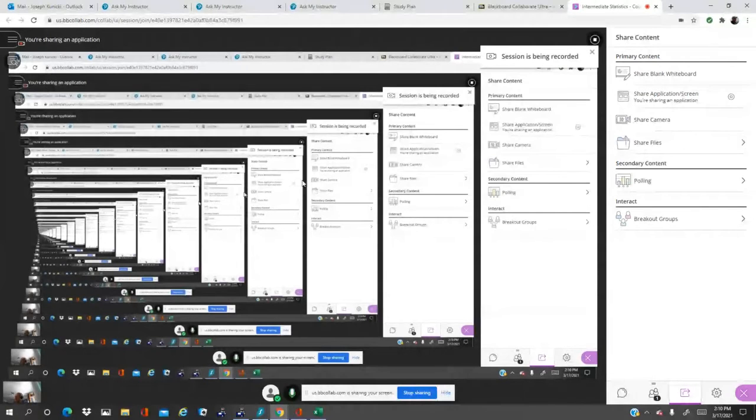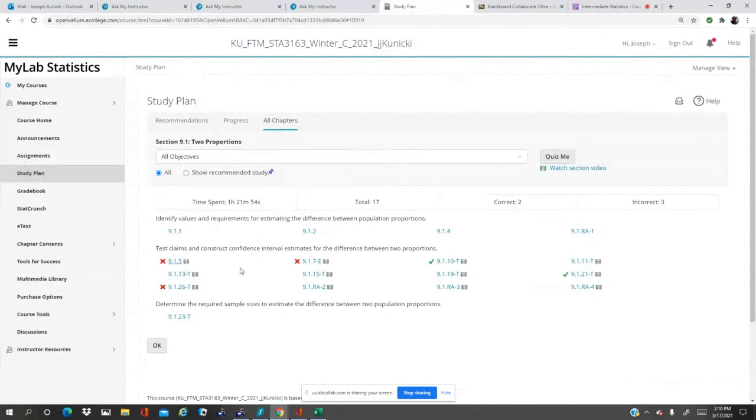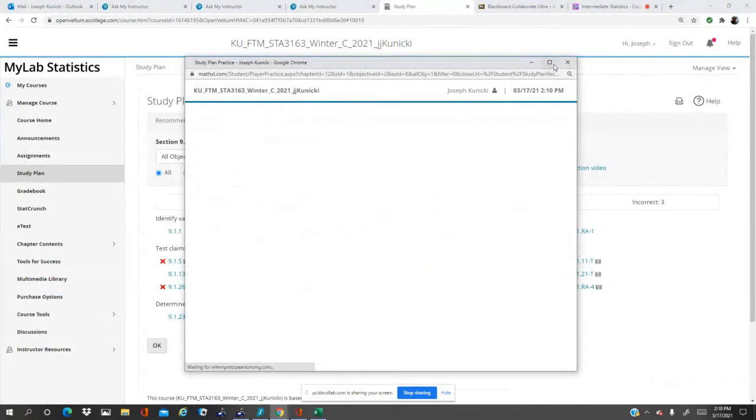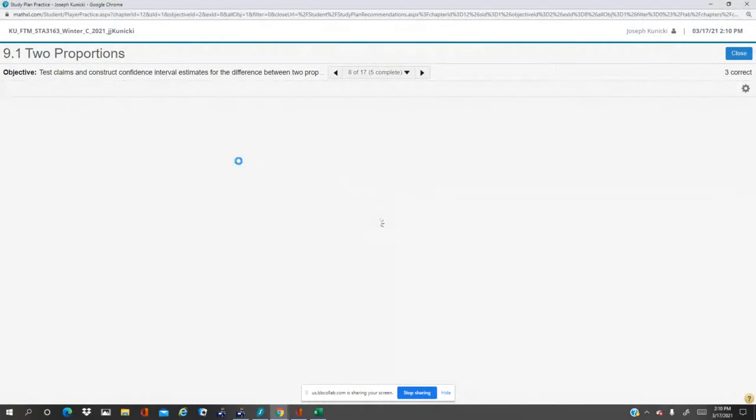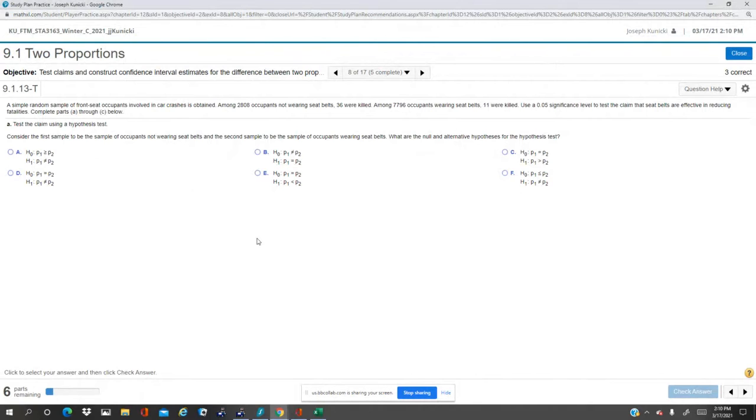Okay, now we're going to do problem 9.1.13T. Same again, two proportions. 2808 occupants not wearing seatbelts, 7,796 wearing seatbelts, 11 were killed, 36 were killed for the former.